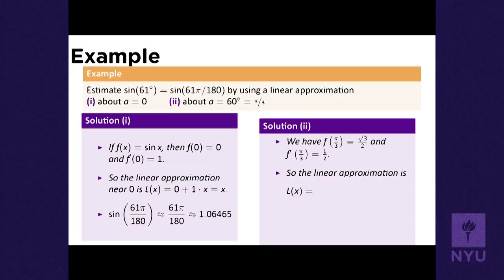Okay. So cosine of pi over 3 is the square root of 3 over 2. I'm sorry. Sine of pi over 3 is the square root of 3 over 2. Cosine of pi over 3 is 1/2. And we can use this to get the linear approximation to the sine function near the point 60 degrees. It is f of a, which is pi over 3, plus f prime of a times x minus a. Okay? Different reference point, different linear function, different approximation.